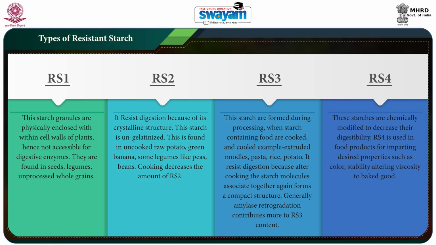Let us now see the starches that are chemically modified to decrease their digestibility. RS4 is a type which is found in food products for imparting desired properties such as color, stability, and altering viscosity to baked goods. RS4 is not naturally found in food.